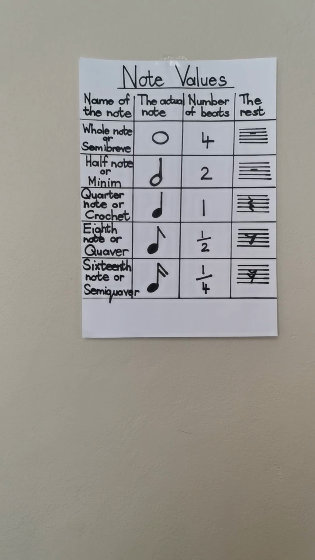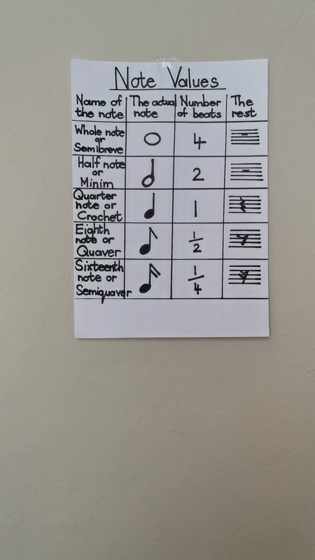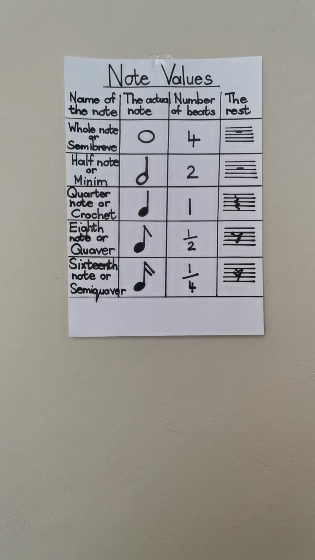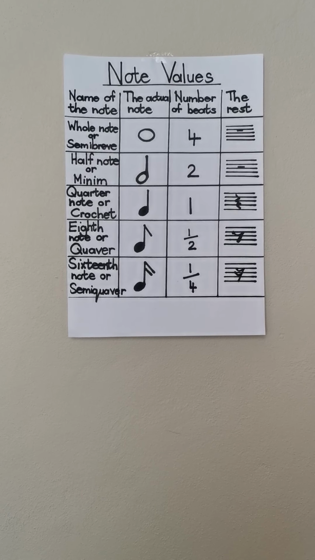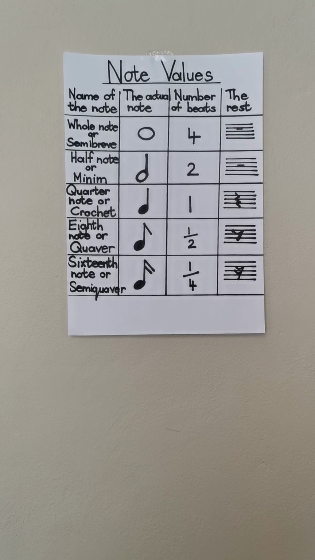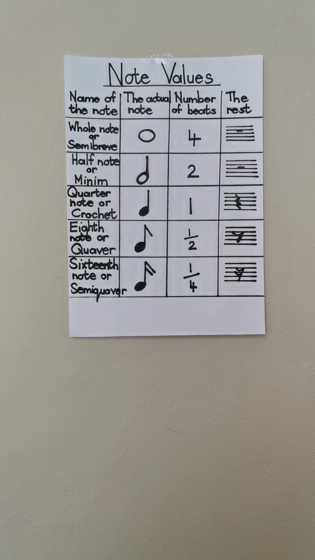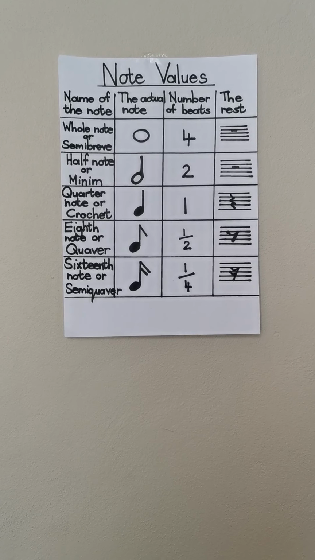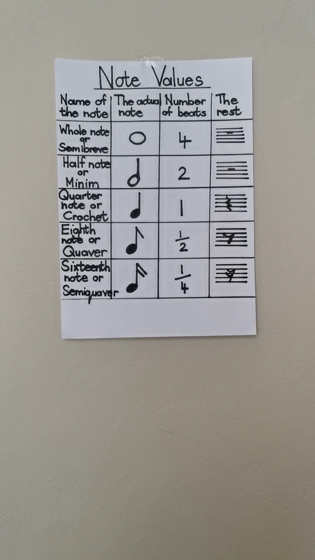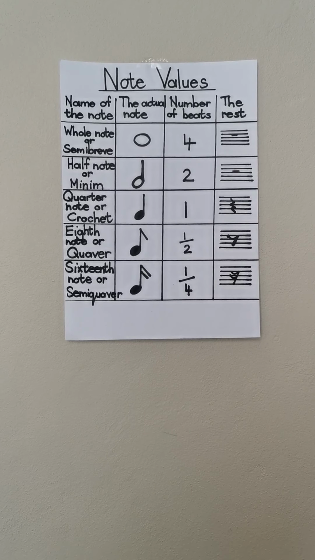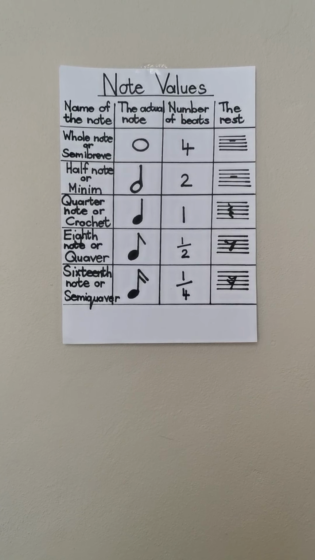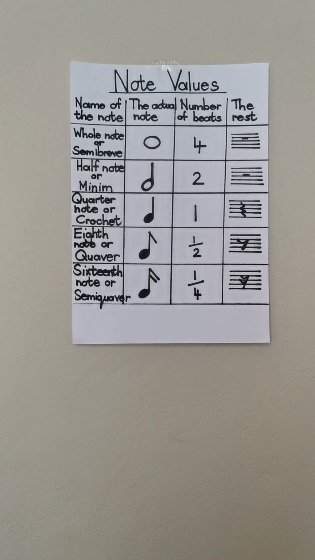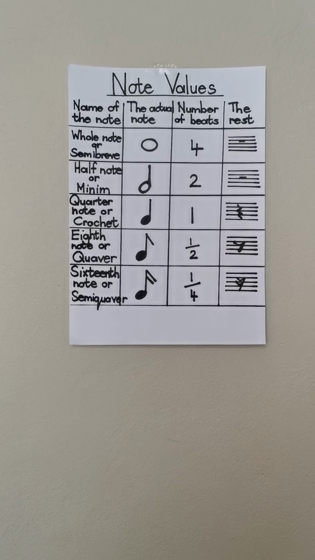The next note is the quarter note or crotchet. Look at the crotchet note, it counts 1 beat, and next to that you have your crotchet rest. Then the next one is your eighth note or quaver. Can you see the quaver? And that counts half a beat. Next to that you have your eighth note rest. Then your last one is your 16th note or semiquaver. Look at the semiquaver. It counts for a quarter beat and the rest is right next to it.